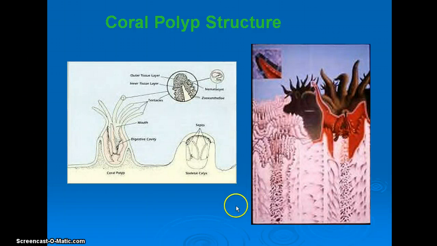Okay, so this is where we left off on the last video. We were talking about how each polyp secretes a calcium carbonate cup that it lives within, and then over the years, as that individual polyp dies and a new one takes its place, it will secrete a new cup, and then you get this layering and layering and layering. You can imagine this happening both laterally and vertically as polyps grow.